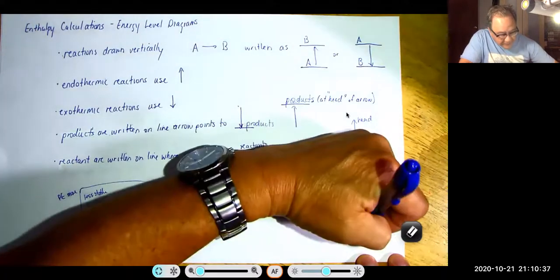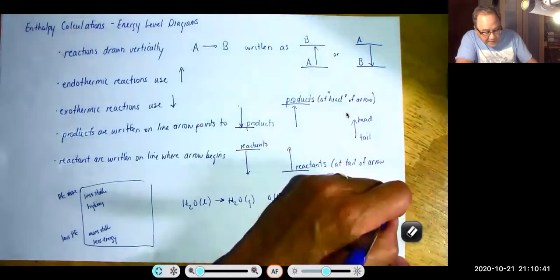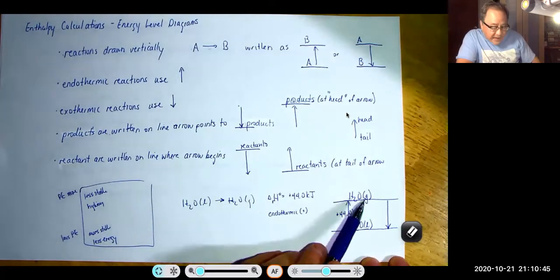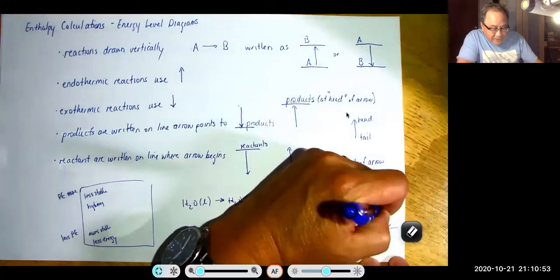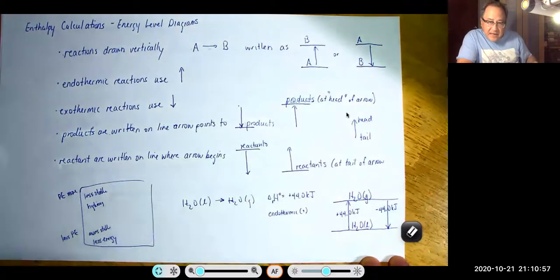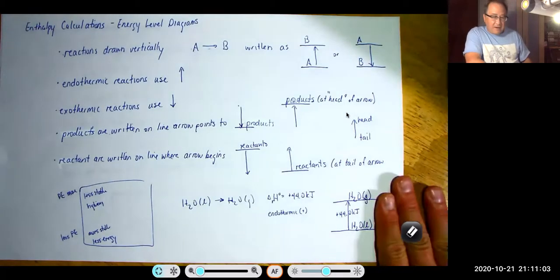Now I'm going to extend these bars like that, and I'm going to draw an arrow going down. So if you do the reverse, if you go from gas to liquid, what's the energy change here? Hopefully you got it. It's negative 44.0 kilojoules because an arrow going down is exothermic, so the value is negative. So here, this is the energy level diagram.